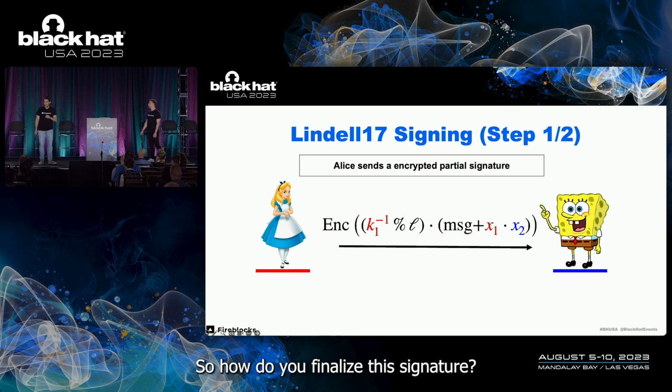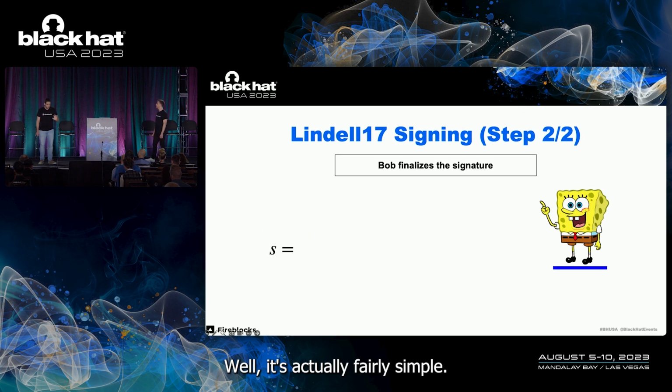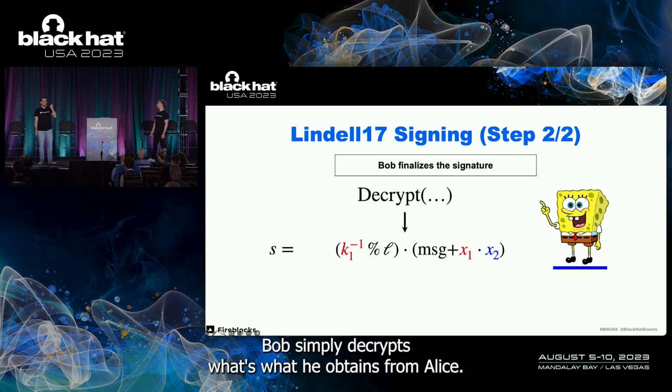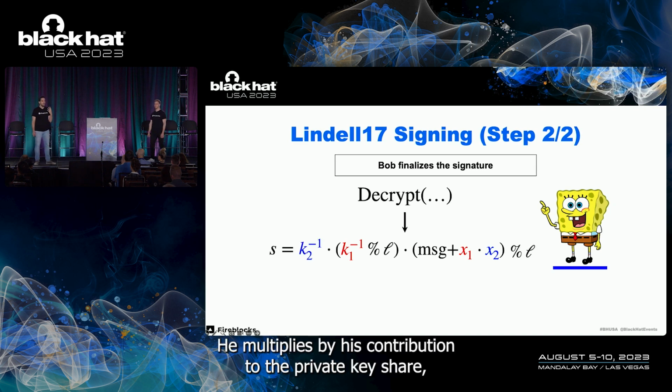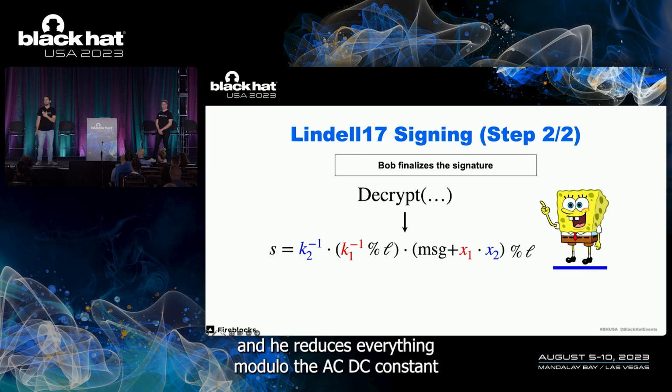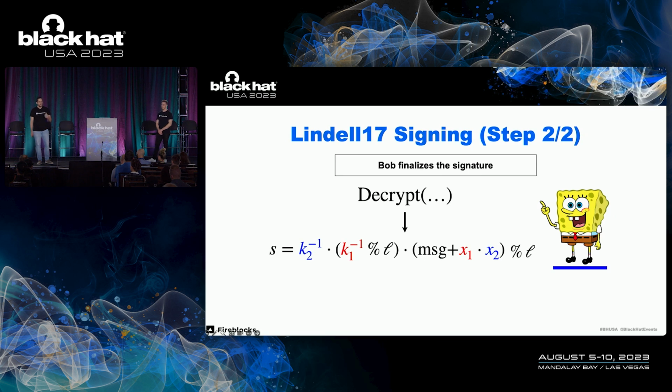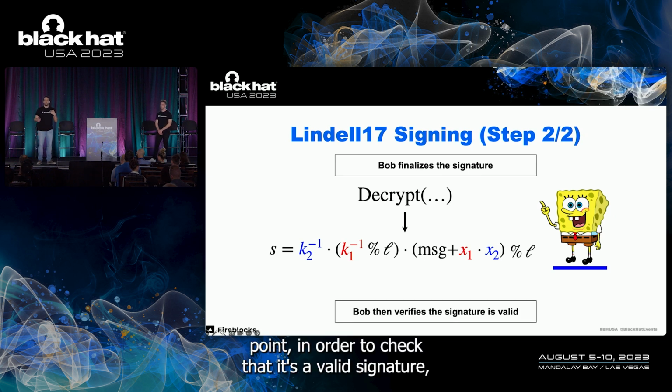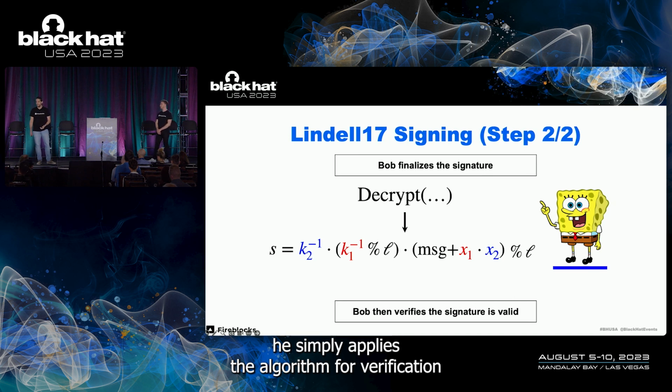So how do you finalize this signature? Well, it's actually fairly simple. Bob simply decrypts what he obtained from Alice. He multiplies by his contribution to the private key share, and he reduces everything modulo the ECDSA constant. At this point, in order to check that it's a valid signature, he simply applies the algorithm for verification.